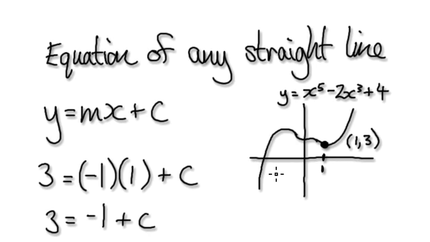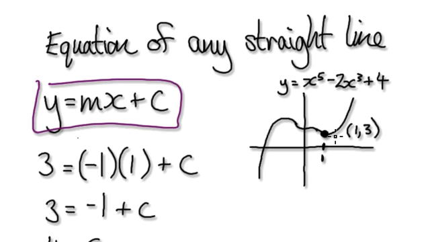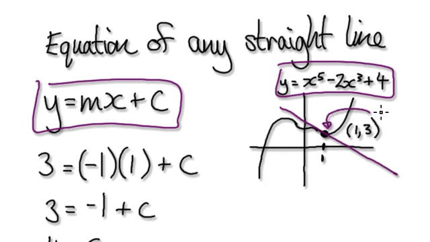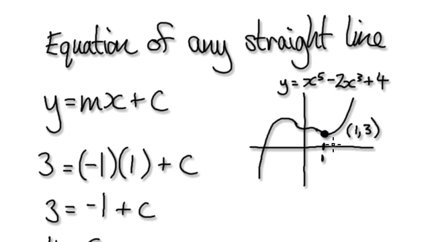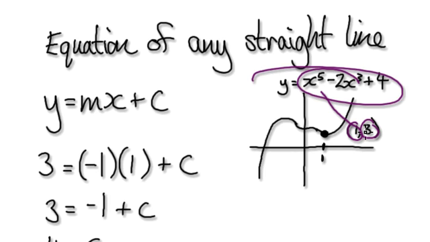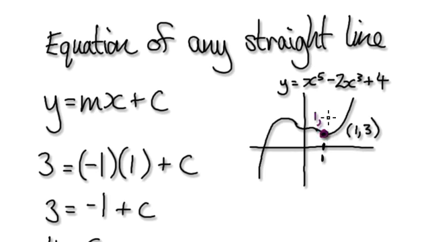Okay, so the equation of any straight line is given by this. This is our graph here. We know that the gradient of the tangent line at x equals 1 is negative 1. Oh, by the way, the coordinates of this point here would be 1, 3. The reason it's 3 is that if you put 1 into the original y equals blah blah blah, it will take you to here, and it turns out to be 3. So we know that this point here will be 1, 3.